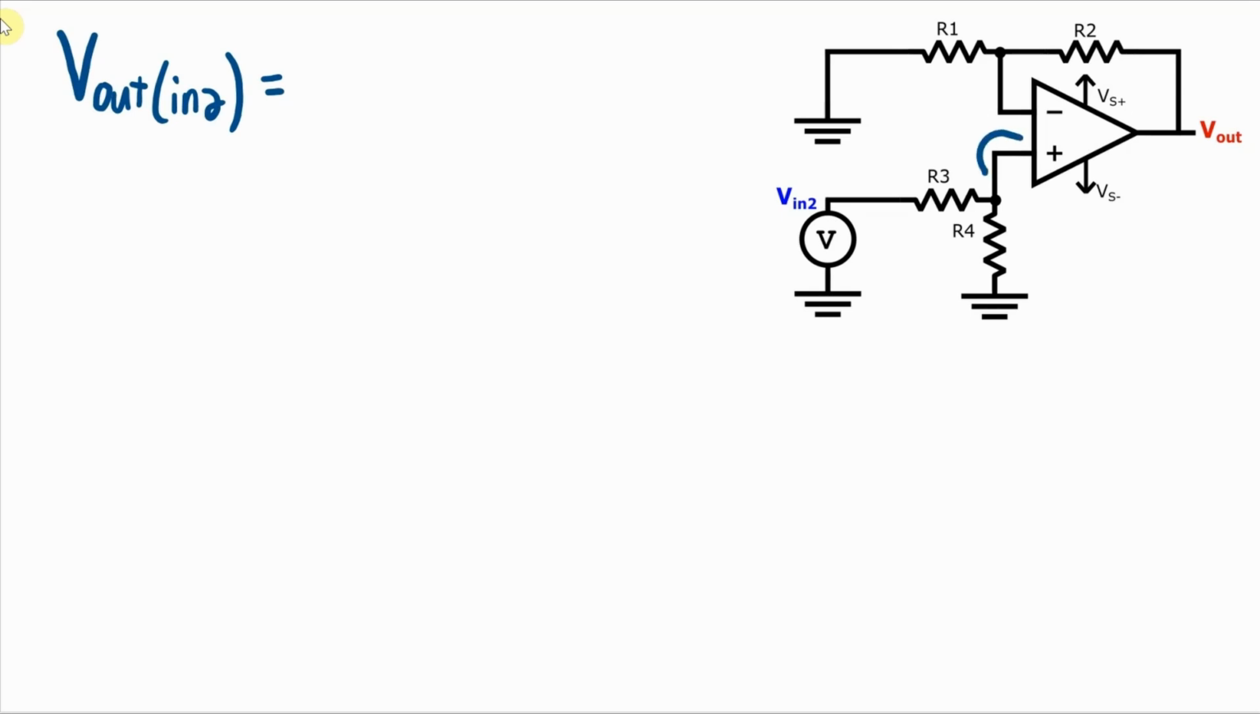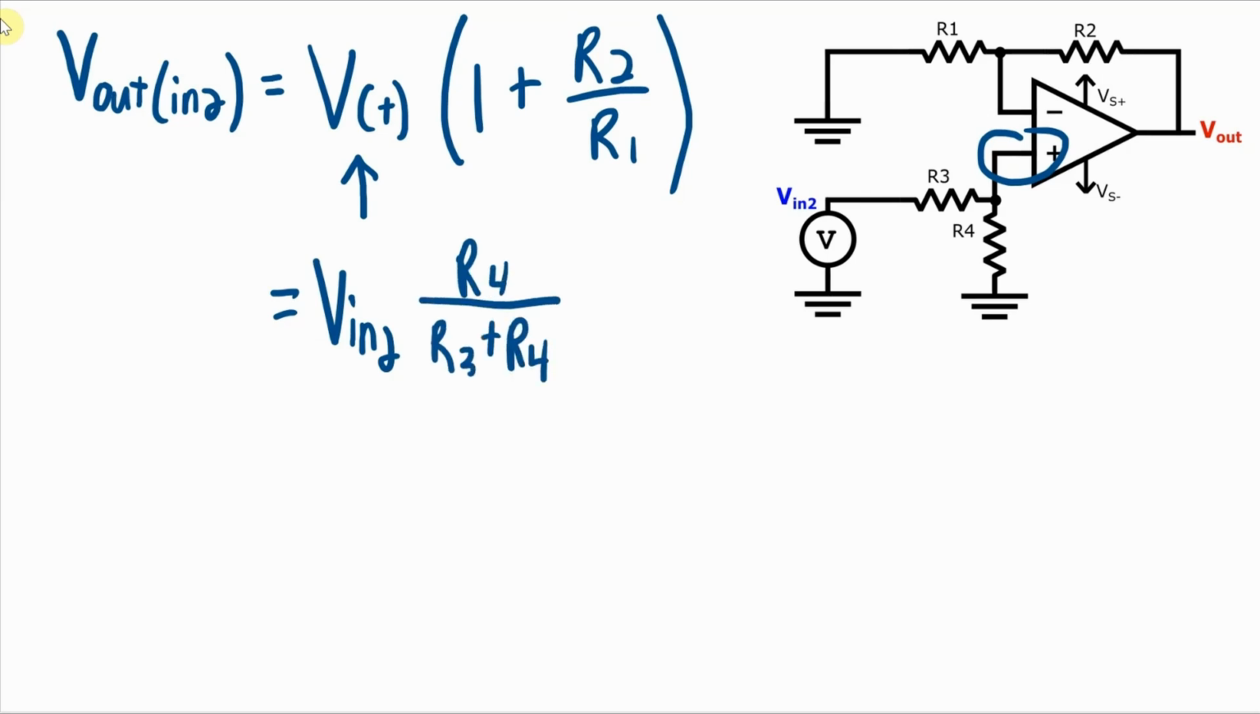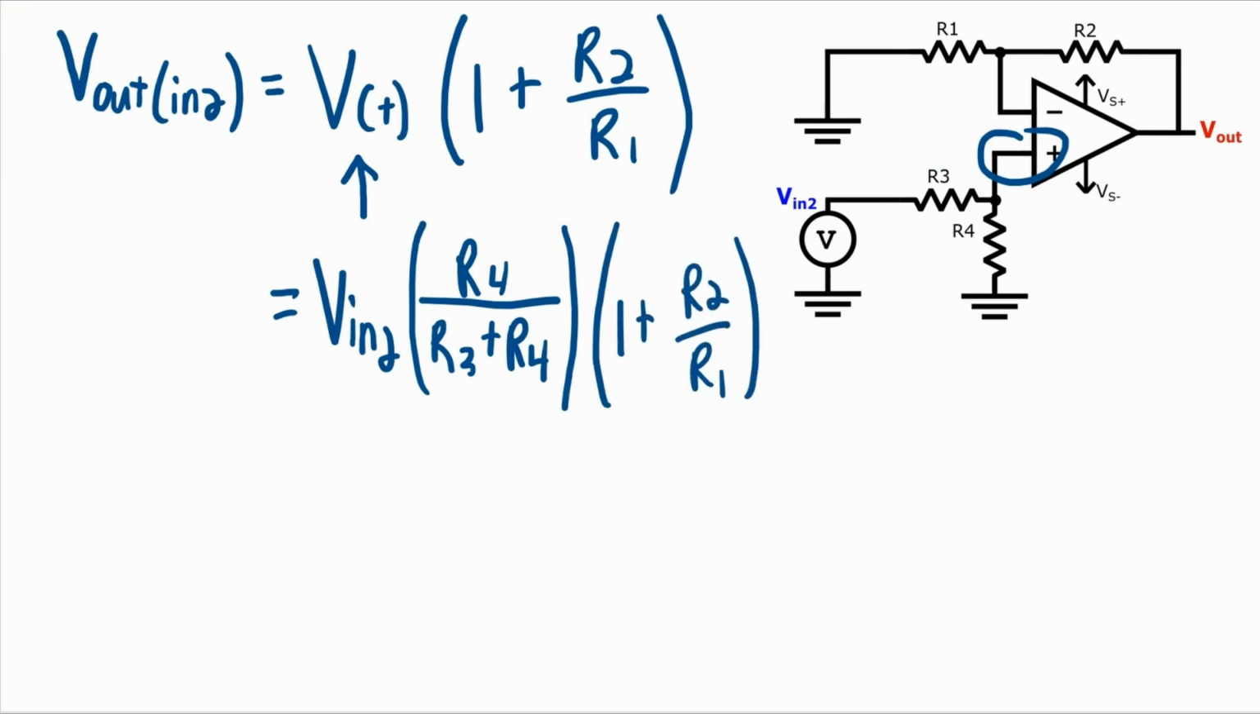So for this half of the circuit, the output due to input 2 is going to be equal to the voltage here at the non-inverting terminal times 1 plus R2 over R1. This is the equation for the non-inverting amplifier. The only thing that we need to add is the equation for the voltage at the non-inverting terminal, which is going to be equal to Vin2 times R4 over R3 plus R4. Standard voltage divider equation, and that's multiplied by the 1 plus R2 over R1.